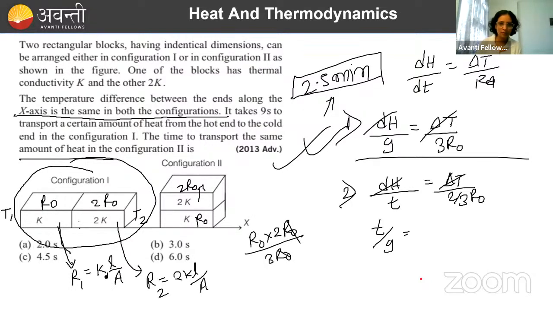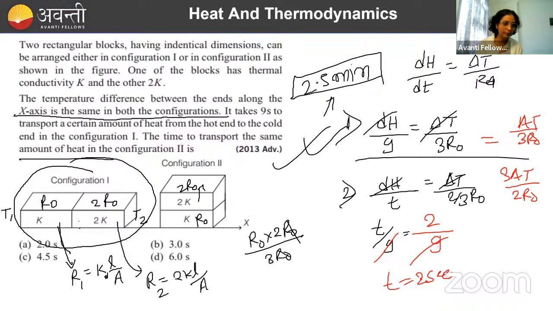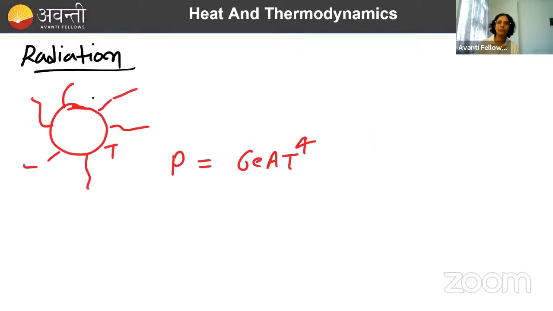One second. So this can be written as 1 by 3R0 delta T, and this is equal to 3 delta T by 2R0. If you divide these two, 3 will get multiplied now, and that 2 will go up. So 2 by 9. Done. How much value of time are we going to get? 2 seconds. Okay, done. So the answer will be 2 seconds.